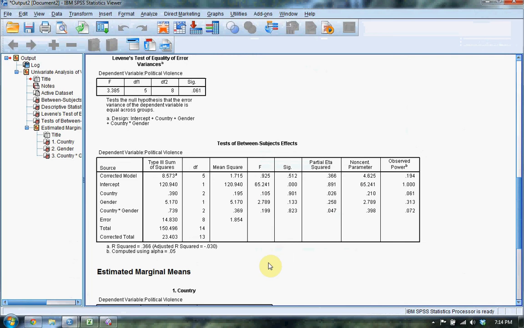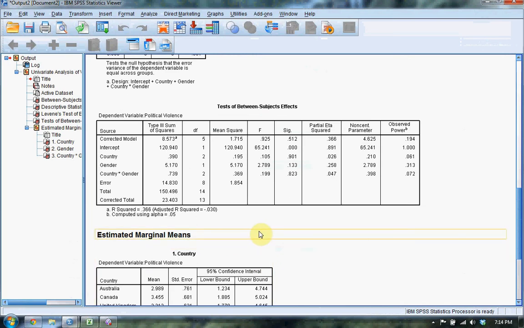So we go down to this box. This is where we can actually see the levels where our different tests are run. So here's our degrees of freedom associated with each test. Here's the degrees of freedom of error. And here's the F value that is associated with each. So our country, the difference between the countries, has an F value of 0.105, significance of 0.901. So a non-significant test. Gender has an F value of 2.789, and again non-significant.